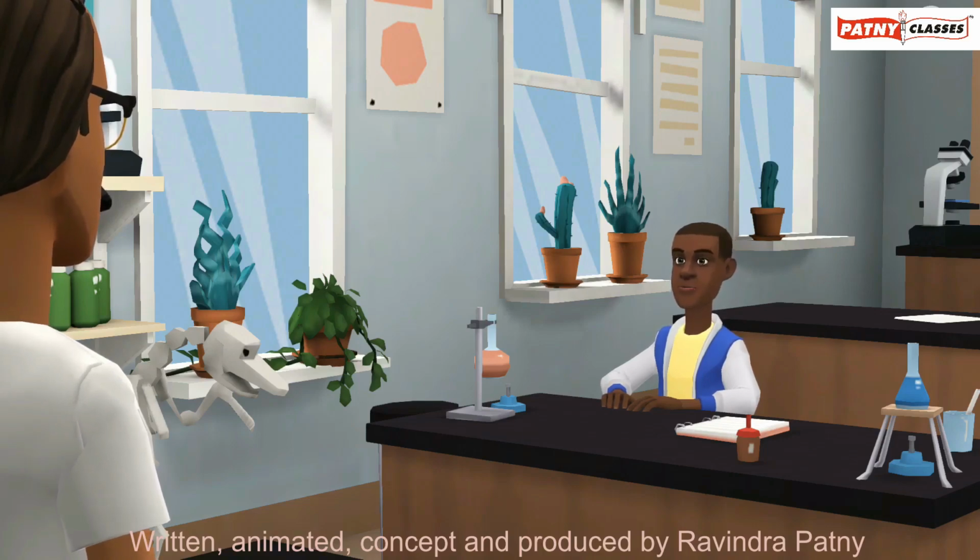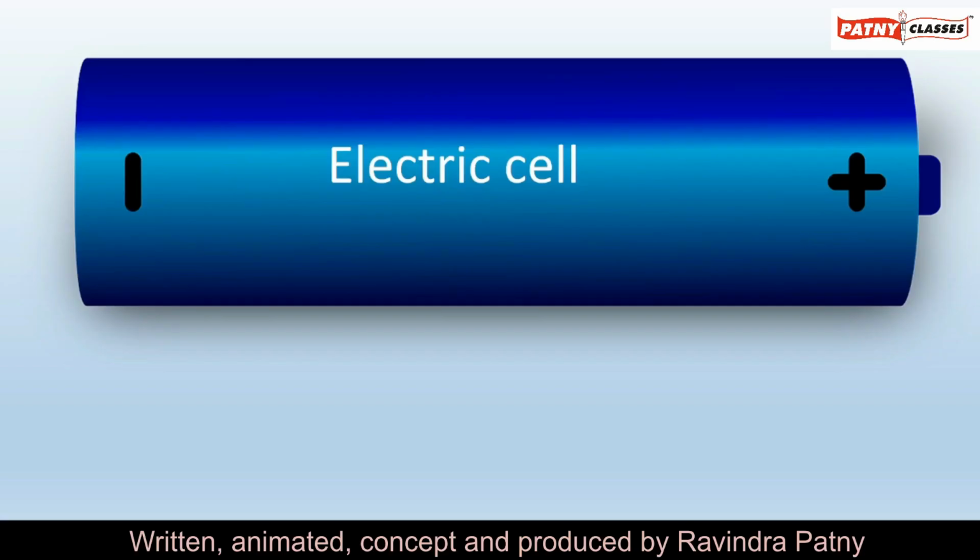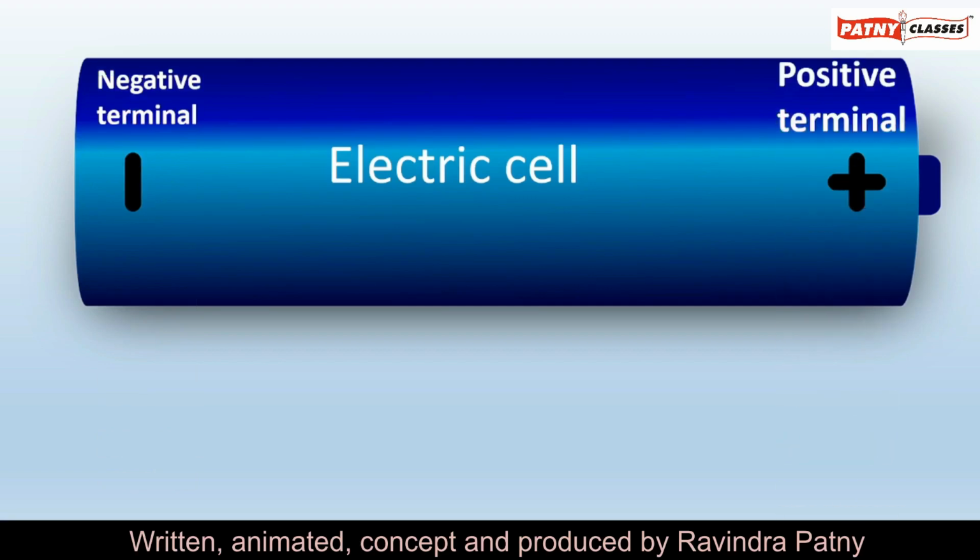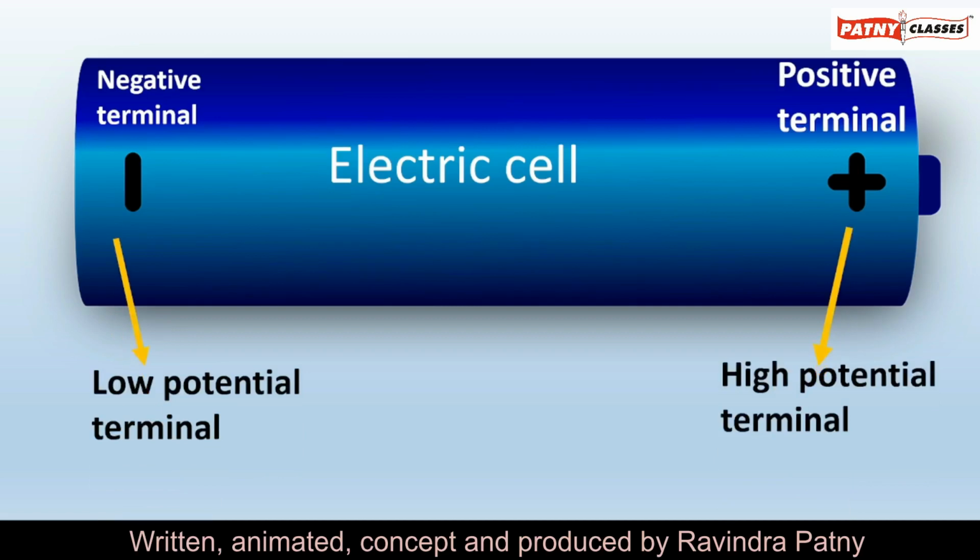Sir, what is an electric cell and what does it contain? Does it contain chemicals or something else? Please tell me, sir. An electric cell has two terminals, one negative and the second positive. The negative terminal is also called the low potential terminal, and the positive terminal of the electric cell is also called the high potential terminal.